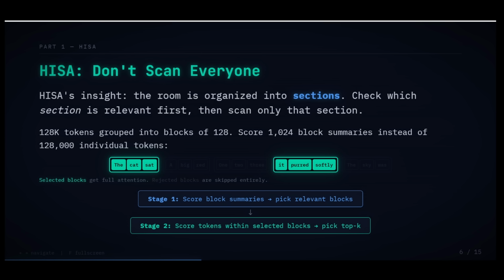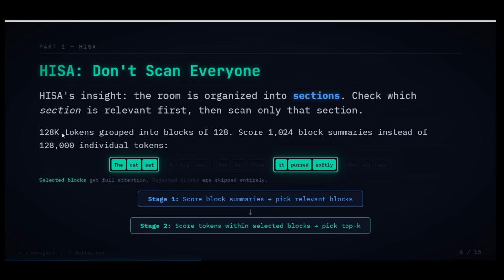HISA stands for Hierarchical Indexed Sparse Attention, and the insight is pretty simple. The room, the sentence or text in this case, is organized already into sections. So why interview every single person when you can first ask each section, hey, does anyone here know about this token? So it does this by splitting these into blocks.